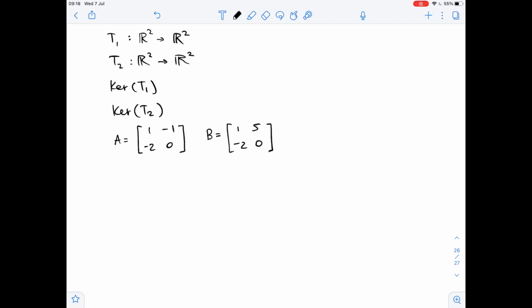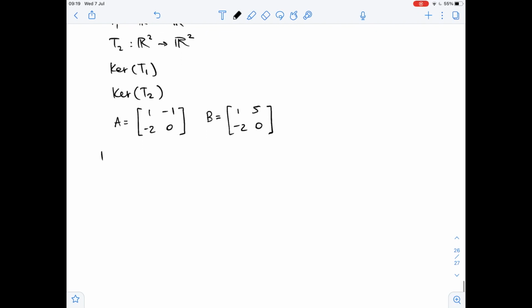So T1 and T2 are linear transformations, and we need to find the kernel of T1 and the kernel of T2 for the respective given matrices A and B. Well, in order to find the kernel of T1, we need to remember that if X belongs to the kernel of T1, that means that T1 of X equals 0.